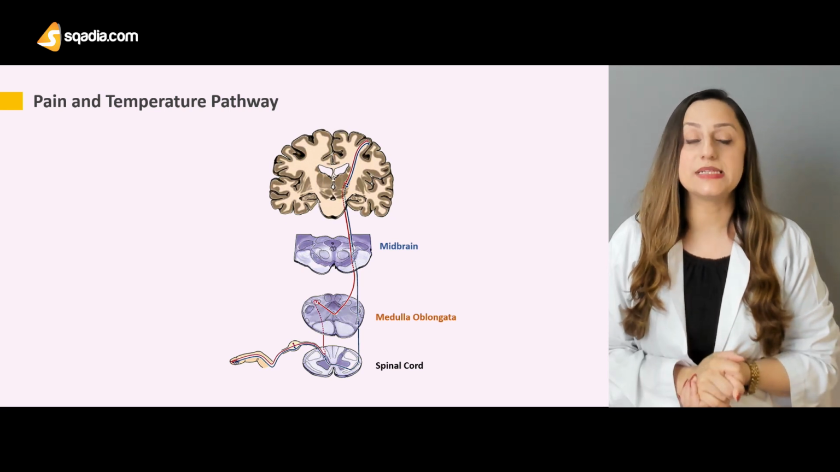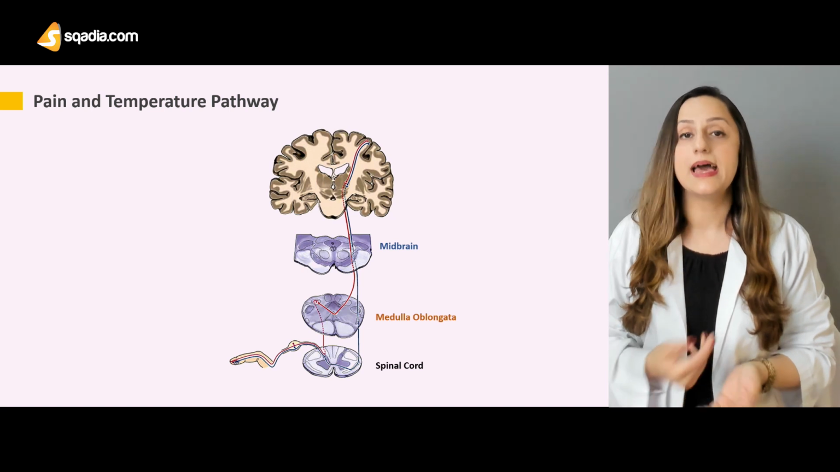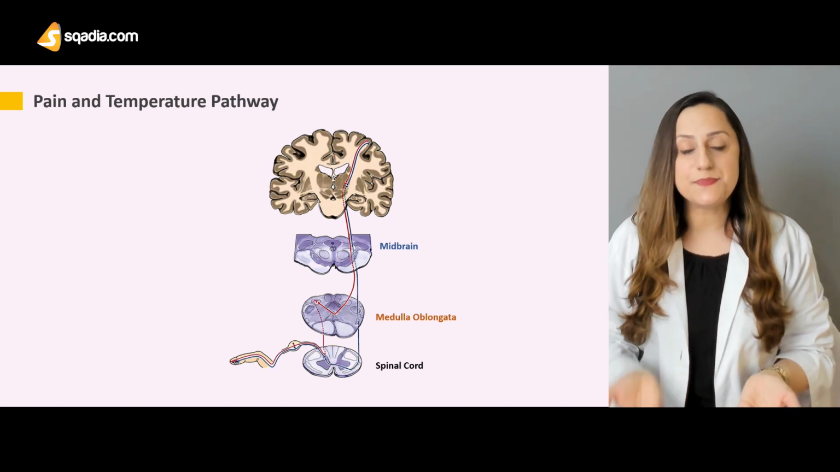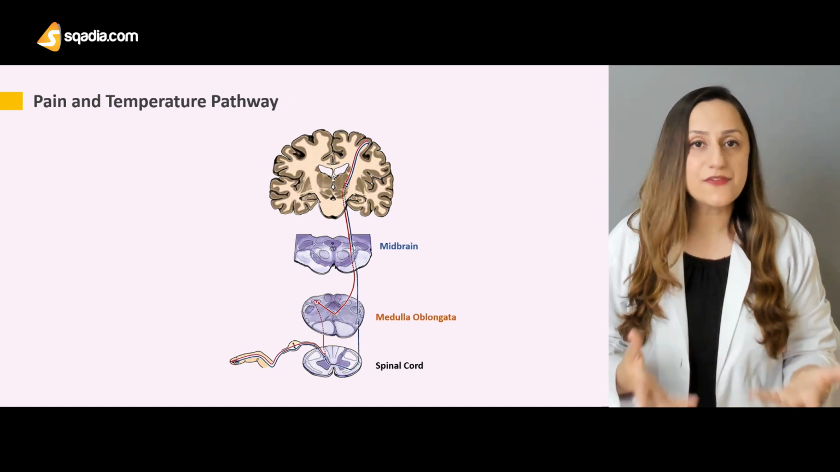First of all, we have the type A fibers. They are basically known as the fast pain fibers. And then moving on, we have the type C fibers that are basically the slow pain fibers. So they have different functions.